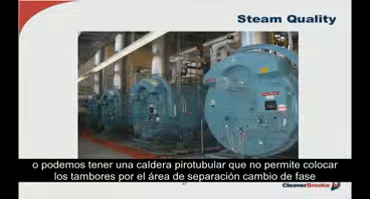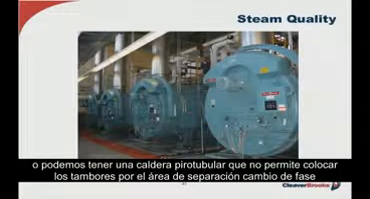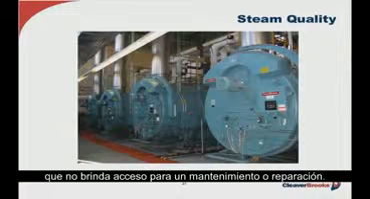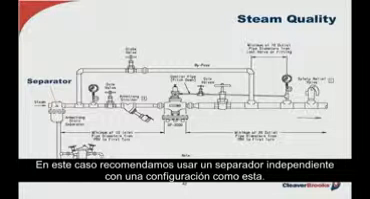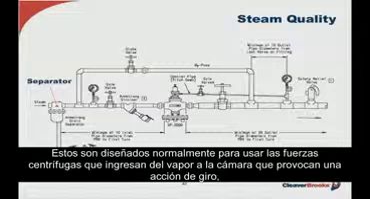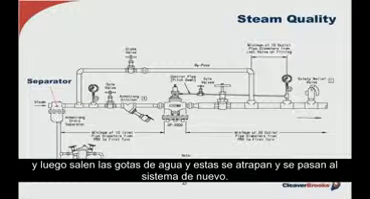Or we may be dealing with a fire tube boiler application, wherein placement of extensive drum internals is just not possible because of the restricted steam disengaging area not allowing access for inspection or repair. So in this case, we would recommend specifying an external steam separator, properly sized and placed in the steam header piping, as you can see on the screen now. Now, these are normally designed to use the centrifugal force of the steam entering the chamber, causing a spinning action within the body of the separator, and then throwing the water droplets out where they are channeled to its drain, and of course they're trapped and sent to the condensate return system.